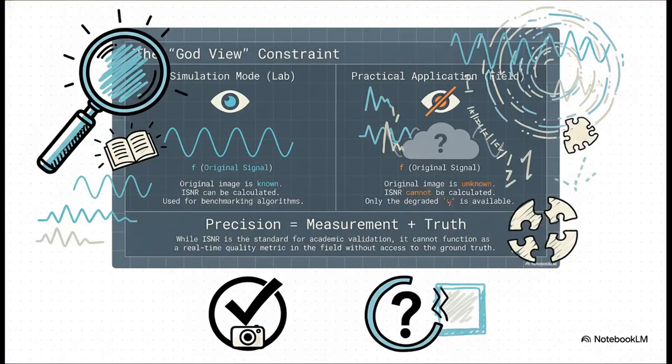And here it is. We can call it the God view constraint. Remember that ISNR number, our proof that we did a good job? Well, to calculate it, you have to compare your restored image to the original perfect one. In a lab, sure, that's easy. But out here in the real world, the original image is the whole reason we're doing this. It's the one thing we don't have. If we had it, we wouldn't be in this mess. In any real-world case, the ground truth is always, always unknown.